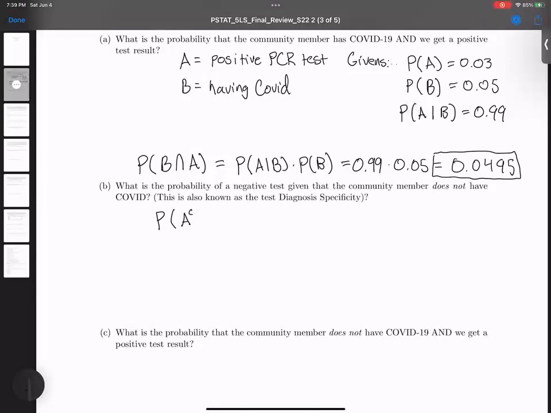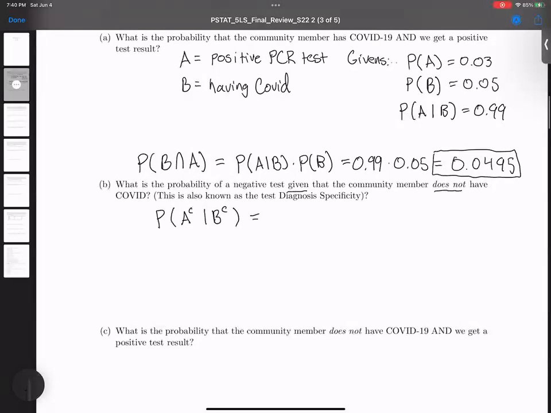Now, this is with the information given that the community member does not have COVID. So this is given B complement, where B is having COVID. The same formula that was just mentioned earlier applies. So we have the probability of A complement given B complement is the probability of A complement and B complement divided by the probability of B complement.